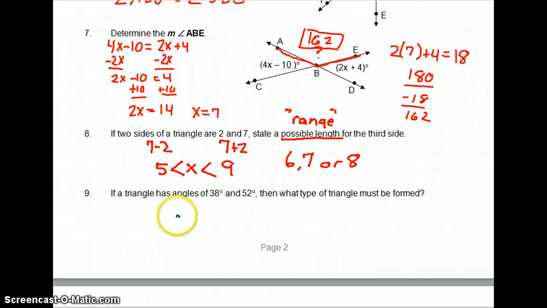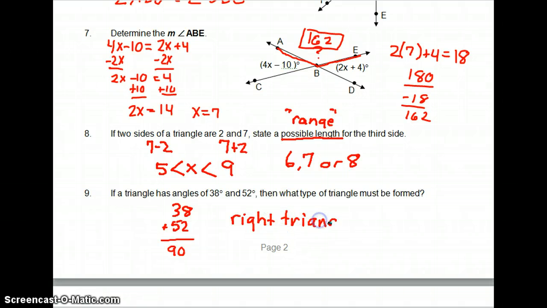Okay, if a triangle has angles of 38 and 52, what type of triangle must be formed? Well, let's see, we've got 38 and 52. Add those together, that's 90, so we've got a right angle in there, so it must be a right triangle. Number 9.